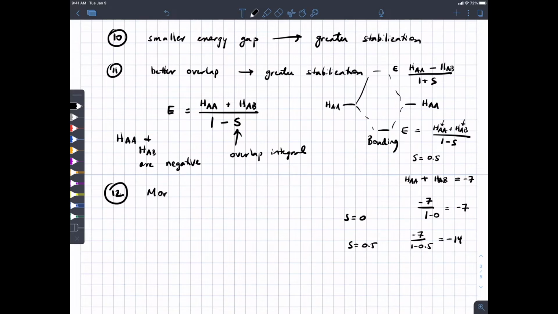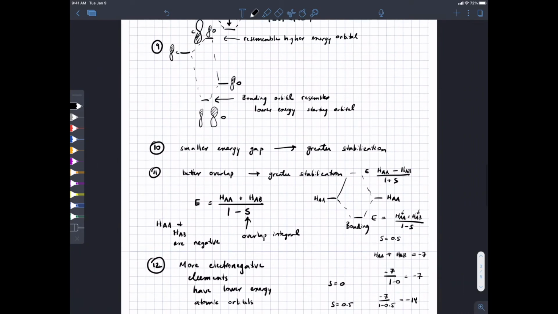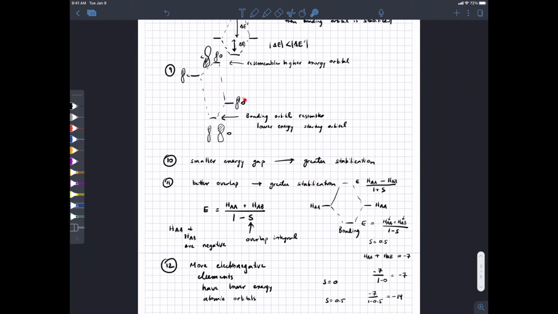Okay. Principle 12 is that more electronegative elements have lower energy atomic orbitals, and that's why they're more electronegative, because the electrons in them are held lower in energy. That's going to combine with what we talked about up here to generate this picture of bonding between elements that have different electronegativities. Because oxygen's more electronegative, its p orbitals are lower in energy than those of carbon. So when we mix them together, the lower energy orbital is going to be more on oxygen and the higher energy orbital is going to be more on carbon.